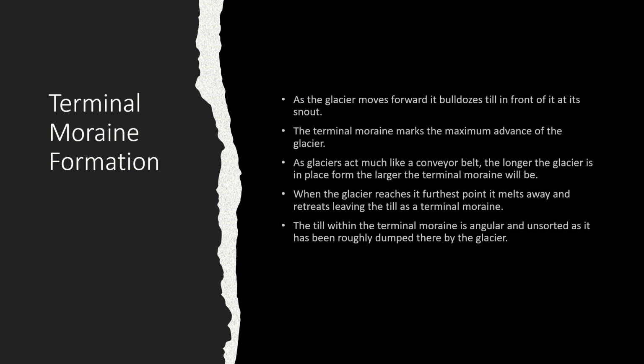The till within the terminal moraine is angular and unsorted, as it's just been dumped there, just like a bulldozer would. It's not been laid down neatly by flowing water, which would deposit things in the order of heaviest first to lightest last. That's not what's happened here. The massive bulldozing power of the solid ice wall that is the glacier has just churned this stuff forward and dumped it. So it's not going to be sorted in layers, and it's all a rough jumble of angular, unrounded rocks and stones.